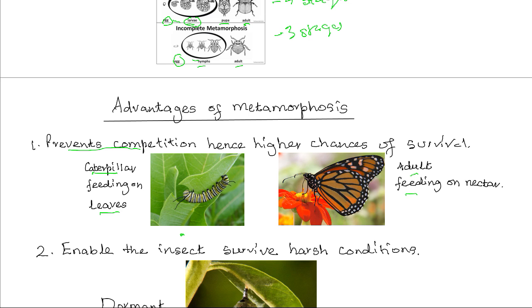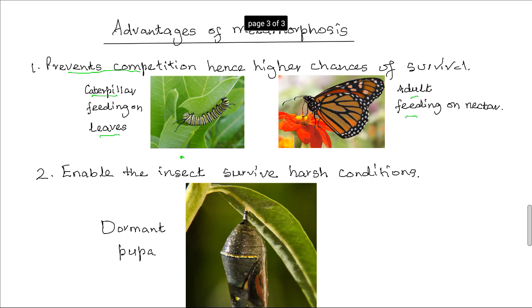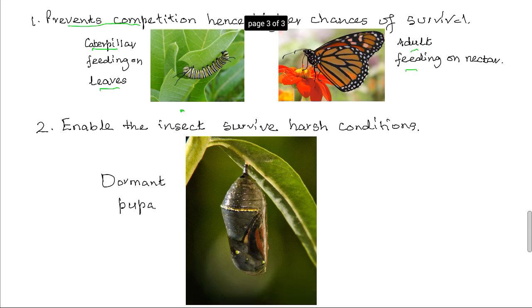The second advantage is that, again, in the complete metamorphosis, the insects are able to survive adverse conditions, such as drought and extreme temperatures. This is because the dormant stage, the pupa, does not feed, does not move around, and it is protected in the encasement known as a puparium or cocoon, and it can stay in this cocoon for as long as the adverse conditions last. So in this way, the insect is able to survive harsh environmental conditions.